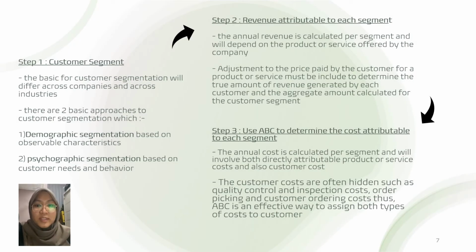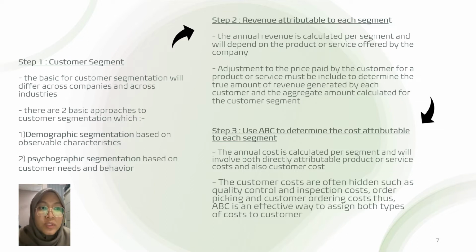Step 1, customer segment. The basis for customer segmentation will differ across companies and industries. There are two basic approaches to customer segmentation, which are demographic segmentation and psychographic segmentation. Demographic segmentation is based on observable characteristics such as geographical area, customer age, gender, and income level. Psychographic segmentation is based on customer needs and behavior, such as customer values, attitudes, and interests.